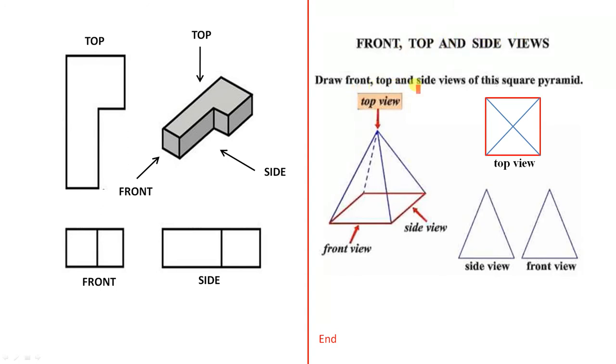So draw front, top, and side views of this square pyramid. So there's the square pyramid there. Okay. So the top view, you basically see a square with a cross. And that little point there, that's the top of the pyramid. See, that's right up the top there. The side view from here and the front view from there look exactly the same, because it's a square pyramid, so they look exactly the same.